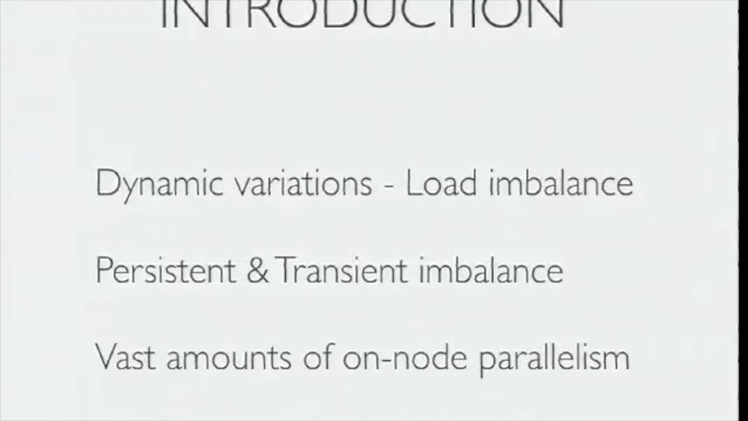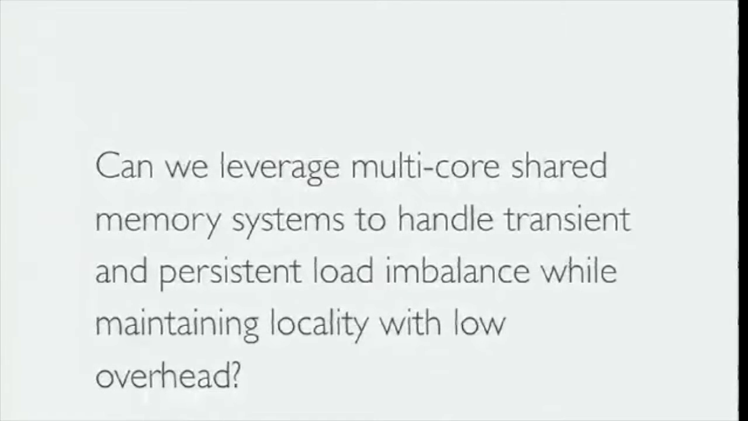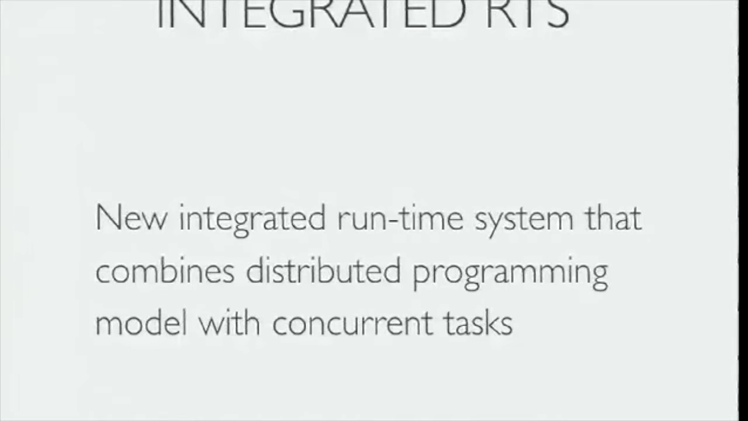So what can we do about this? The recent trend of a rapid increase in the number of cores on a chip results in vast amounts of on-node parallelism. So what we are trying to see here is, can we leverage these multi-core, shared memory systems to handle both the persistent and the transient load imbalance while maintaining locality and lower overhead? So the solution we propose is a new integrated runtime system that combines both the distributed programming model along with concurrent tasks. I'll go into the details of these in later slides.